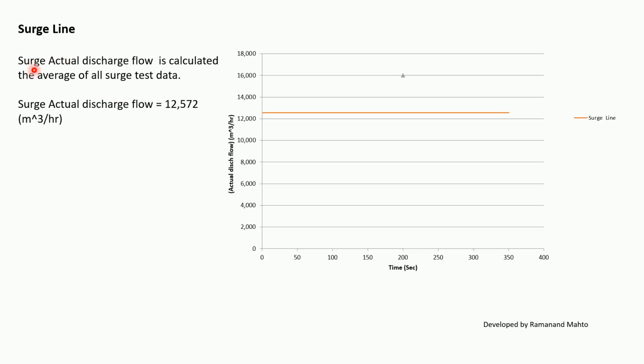Surge line. Surge actual discharge flow is calculated by taking the average of all the surge test data, and the surge actual discharge flow is 12,572. If you draw the graph of time versus actual discharge flow, the actual discharge flow is the same with time, so it never changes; it is kept constant.